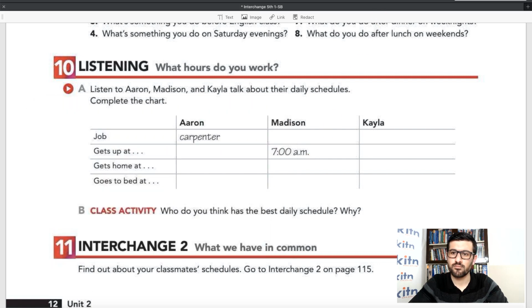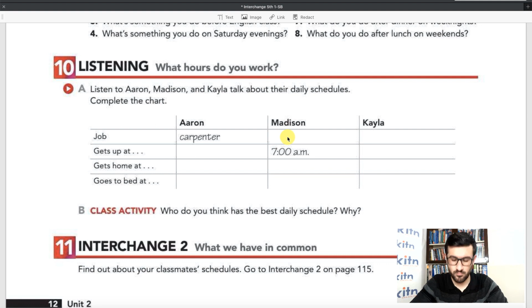Page 12, Exercise 10. Listening. What hours do you work? Part A. Listen to Aaron, Madison, and Kayla talk about their daily schedules. Complete the chart. What do you do, Aaron? I'm a carpenter. Oh, yeah? So what hours do you work? I work 8 hours a day from Monday to Friday. I get up around 6 a.m. and I work from 7 a.m. until 3 p.m. I get home pretty early, about 4 p.m. I go to bed at 10.